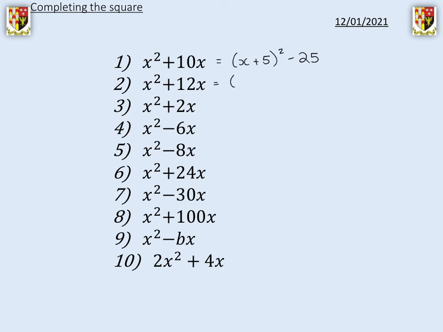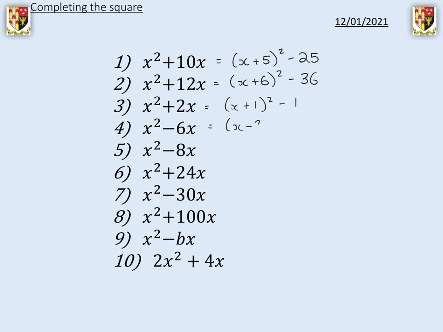Similarly on the next one, all we've got to do is halve the 12 to get the side of the square there, so x plus 6 all squared, and then we take away that little bit that's missing, which is 36 there. We can do the same on this one here. So we've got x plus 1 all squared, and then we subtract the 1.